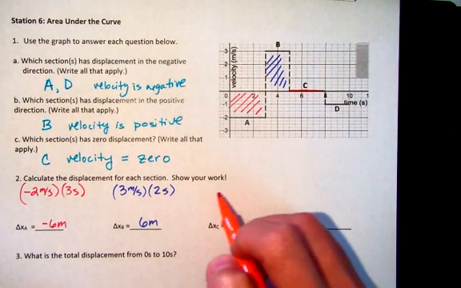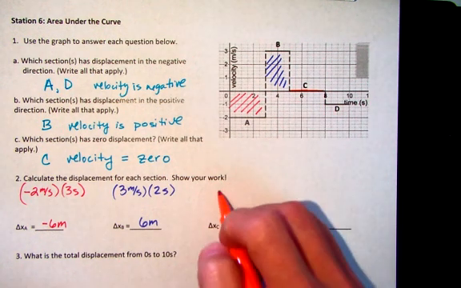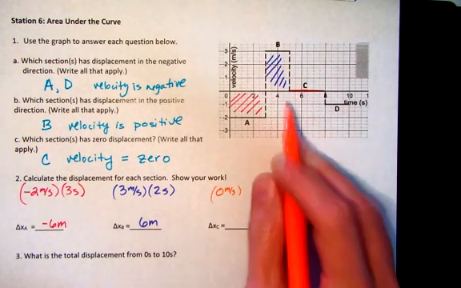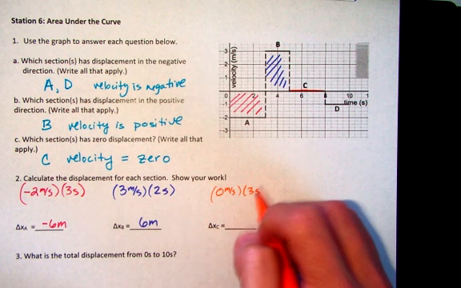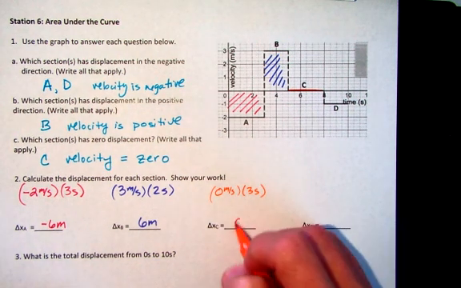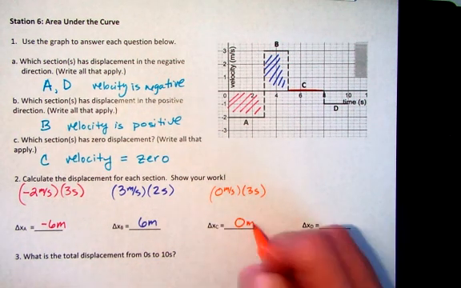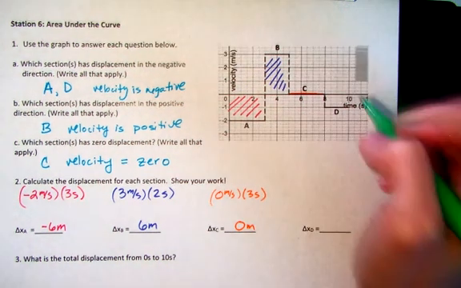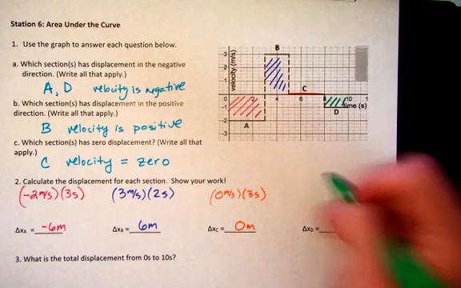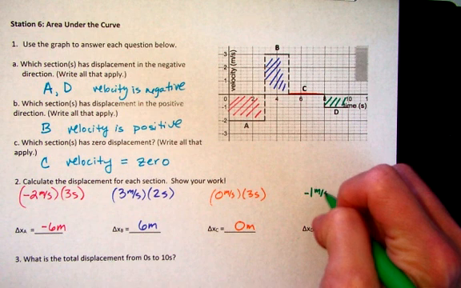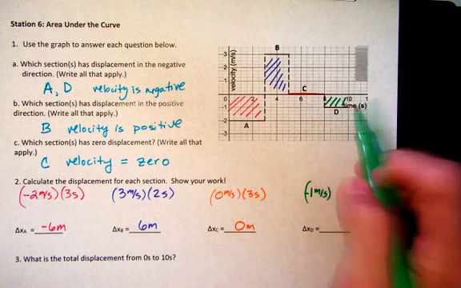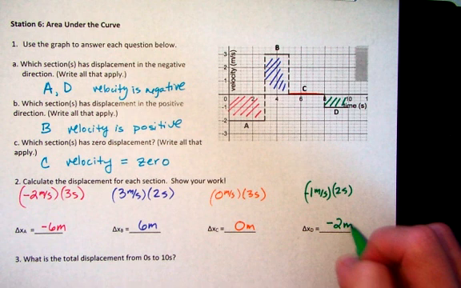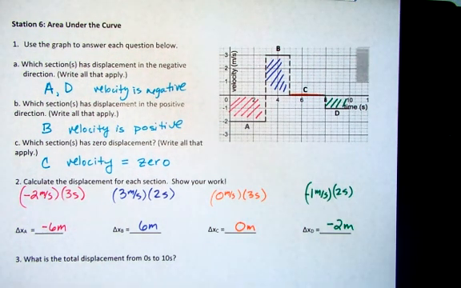All right, for C, C is this section right here, right? So what that means is my velocity for this shape is 0 meters per second. So even though I'm going from 5 to 8 seconds, so that's 3 seconds, because I have no speed, my displacement is also 0 meters during that time frame. And then for the last section D, I have -1 meters per second, and then the time from 8 to 10 is 2 seconds. So this is going to go -2 meters during that last 2 seconds.